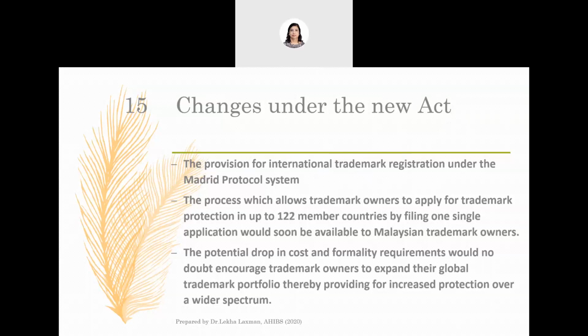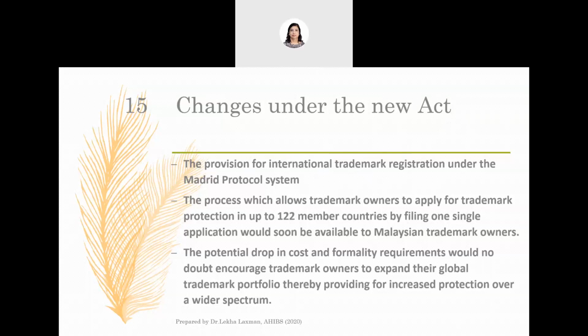A plus for businesses, because last time, if you wanted to go and do business in another country, you had to register all over again. You had to go through the whole process where they search to see whether there are similar marks, and you had to pay filing fees, etc. But now it's different because Malaysia has signed on to the Madrid Protocol system, and we've got this new act that allows for international trademark registration. So can you imagine, the moment you register your trademark in Malaysia, your trademark is protected in up to 122 member countries through just one filing.